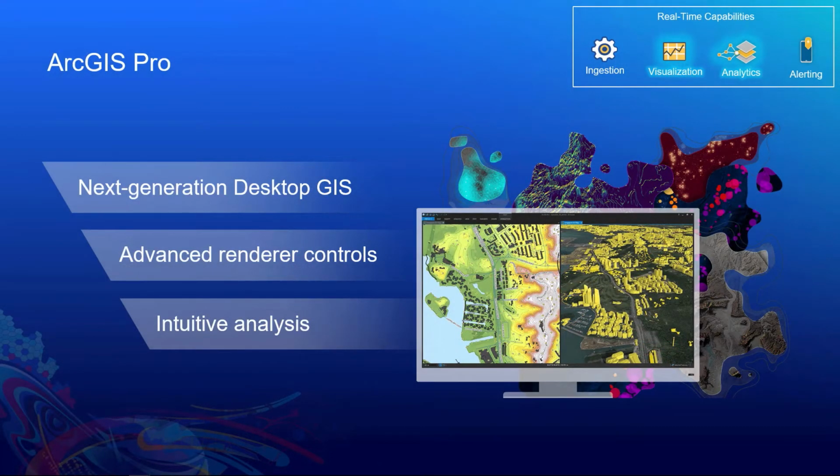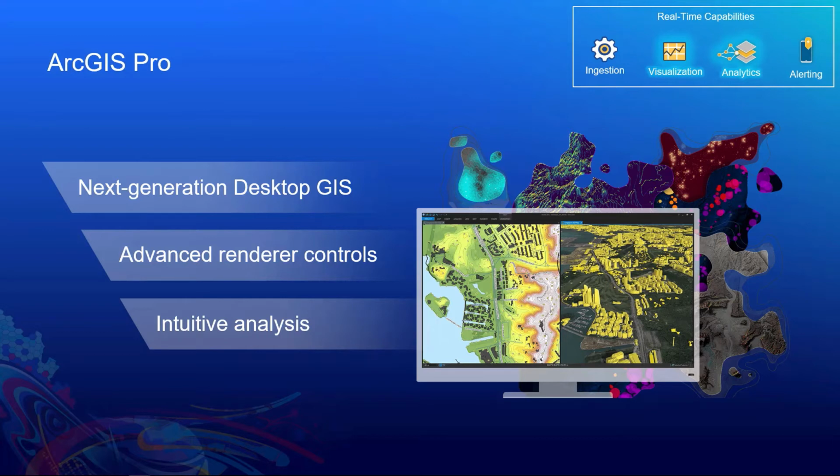ArcGIS Pro, as many of you know, is Esri's powerful next-generation desktop GIS. As part of its last several releases, the product has expanded support for visualization and analysis of real-time data, both when it's actively streaming and when it's accumulated over time.